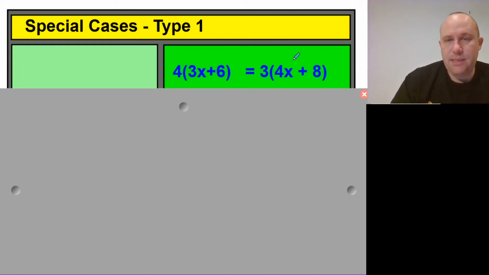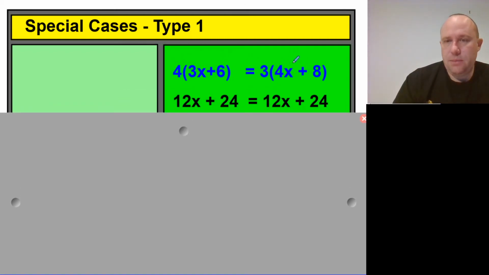So if I have parentheses, and this is kind of going to link into our next lesson when we add in extra steps: 4 times 3x, 4 times 6, 3 times 4x, 3 times 8. And then once I've got variables on both sides, I can start to bring them to the left. Now, the thing you might not notice straight away, but I'm used to seeing this, is notice the number of x's here is the same.